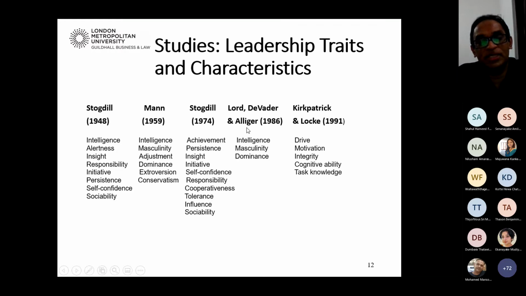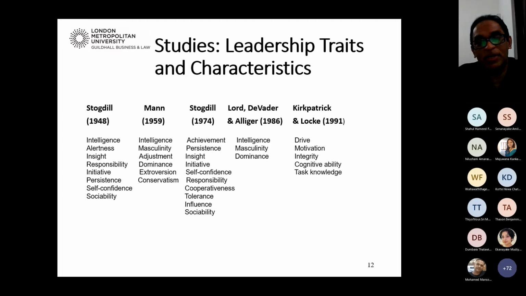Then Lord, DeVader and Elijah in 1986 said three things. He said intelligence, masculinity, and dominance. So even in 1986 they were biased to the gender, right? They say a leader has to be a man.